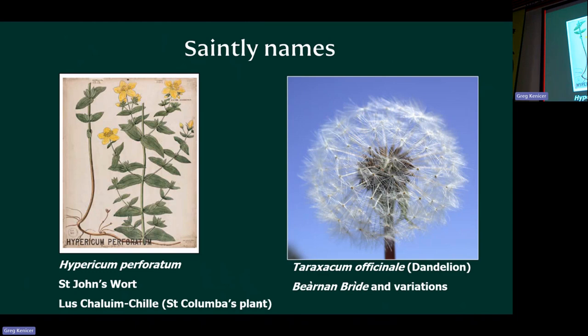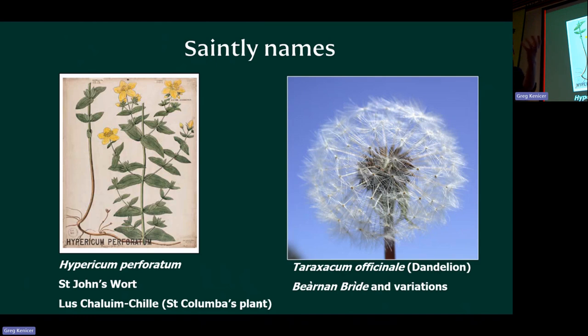And we've got saintly names as well. So we've got body parts, saintly names. We've got things like St. John's wort here for Hypericum perforatum. But in Scotland, it's Muscallum pila, St. Columba's plant, because you always go to your main saint, your main heroic saint when you're naming this plant, because it was used as a treatment for banishing devils.